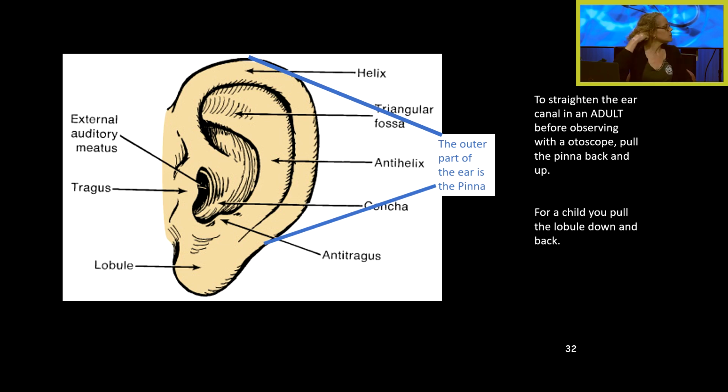So in the adult, we want to pull the pinna, which is here, back and up to straighten out the ear canal so that we can then look inside of it with an otoscope. Okay, for a child, you actually pull the lobule down and back. Okay, so let's take a look at that.